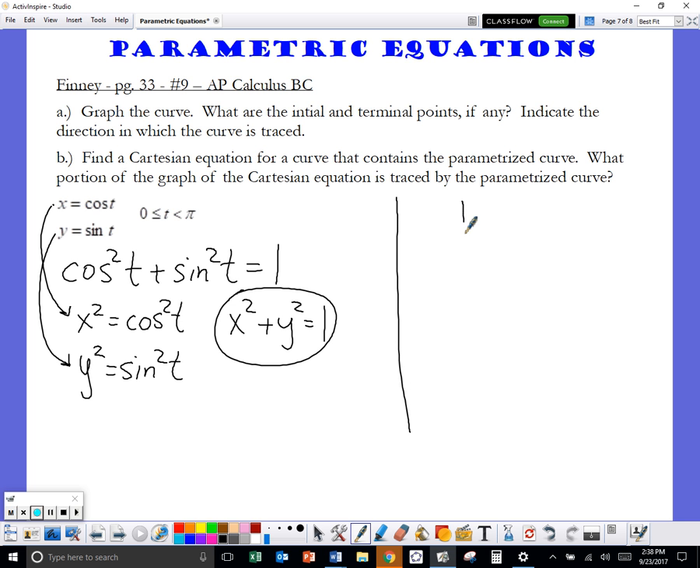So again, make a table. We're going to put t here and x here and y here. So, when t is 0, x is, cosine of 0 is 1. Y is, sine of 0 is 0. So, our initial point is 1 comma 0. 1 comma 0 is over 1 up 0. So we are starting on the positive x-axis. And then the question is, are we going clockwise or counterclockwise? So, this is our initial point.